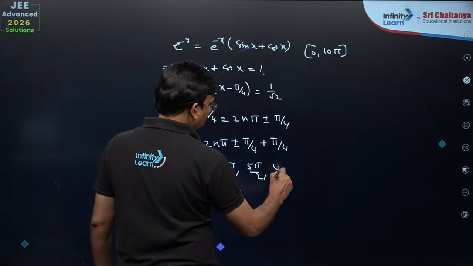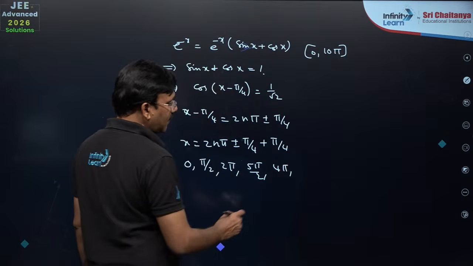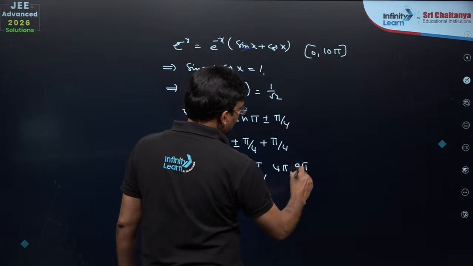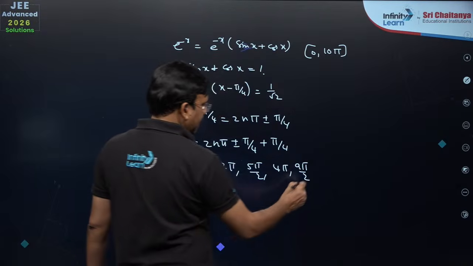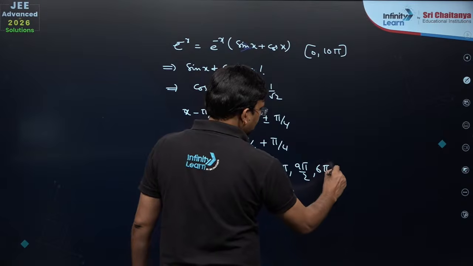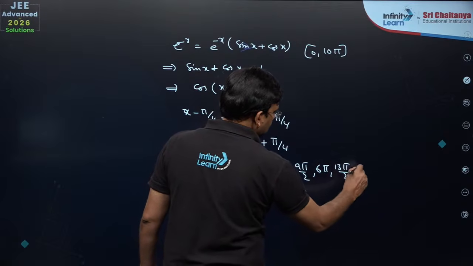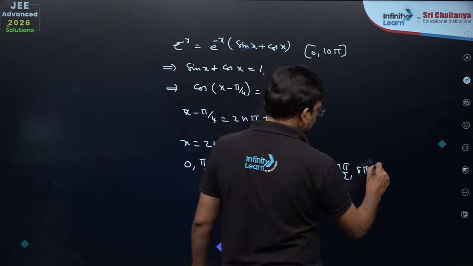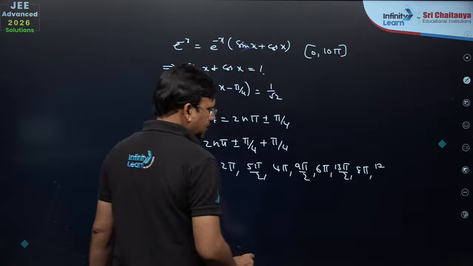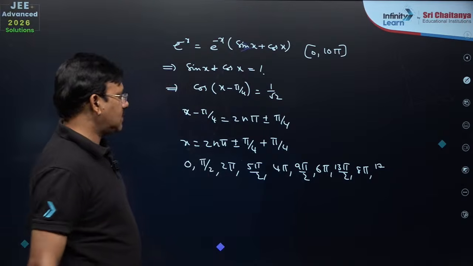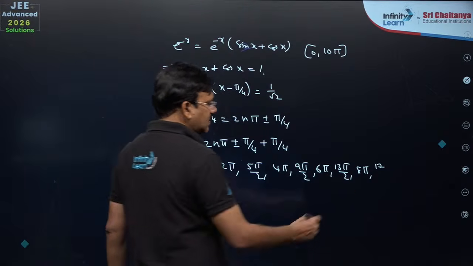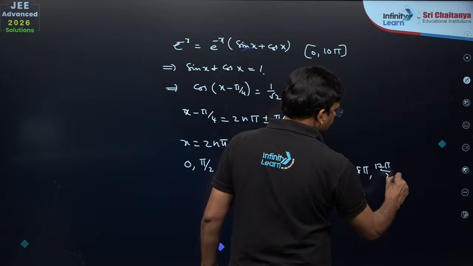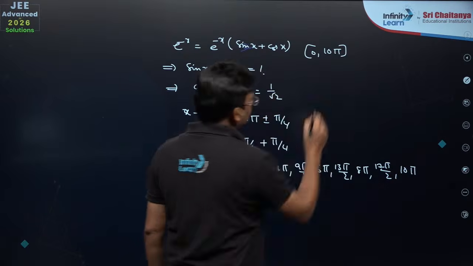4 pi is one possibility. So 4 pi plus pi by 2 is 9 pi by 2. I can go up to 10 pi. Then again 6 pi, which gives 13 pi by 2. This is 8 pi. So 2 pi, 4 pi, 6 pi, 8 pi, that gives 17 pi by 2. The next, 10 pi, is also there, because both ends of the interval are closed.